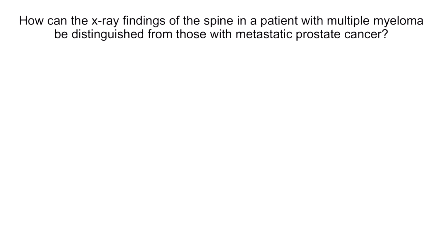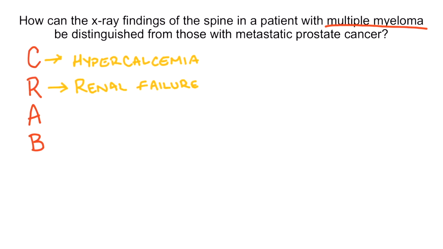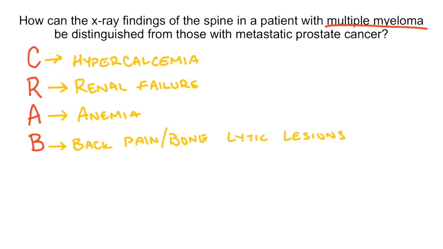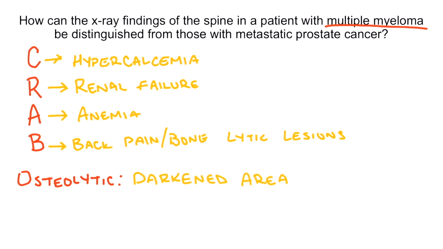How can the X-ray findings of the spine in a patient with multiple myeloma be distinguished from those with metastatic prostate cancer? Multiple myeloma is a white blood cell cancer that is often remembered with the mnemonic CRAB. C for hypercalcemia, R for renal failure, A for anemia, and B for back pain or bone lytic lesions. This means that part of the bone is lysed and a darkened area is seen on X-ray.